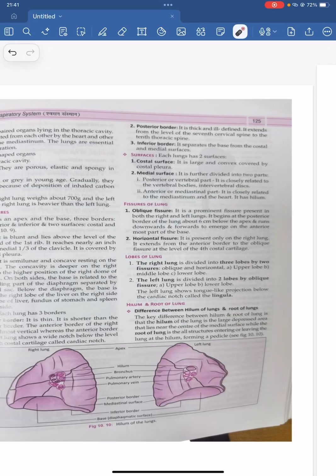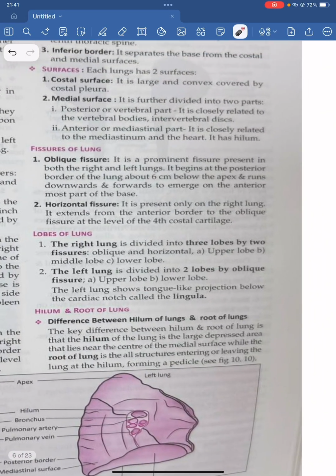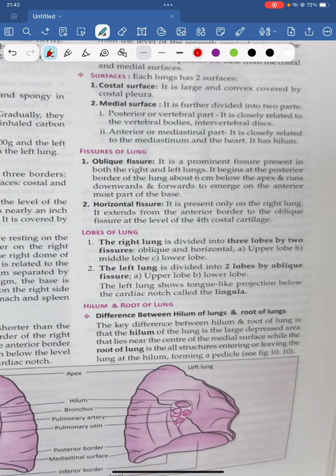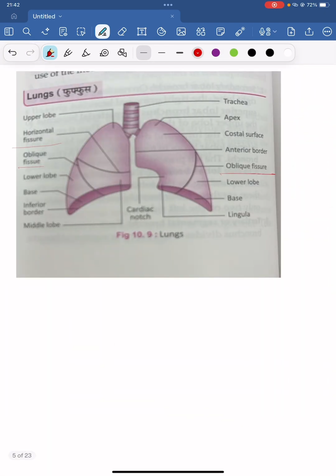It has a hilum. So what are the fissures? This is the main point by which we differentiate between the left lung and right lung. The fissures of the lungs are the oblique fissure and the horizontal fissure. In the image I will show that the oblique fissure is present in both the left lung and right lung. There is one exception: the horizontal fissure is on the right side only, not seen on the left side.